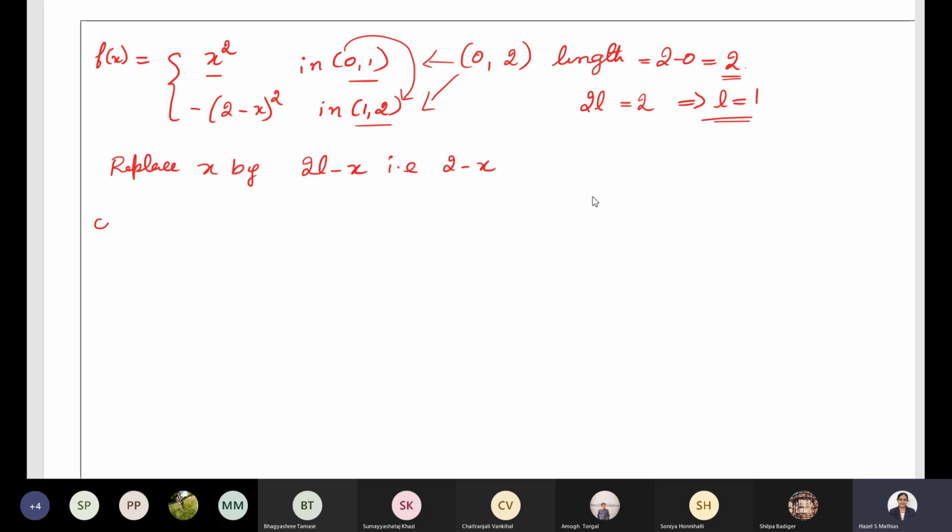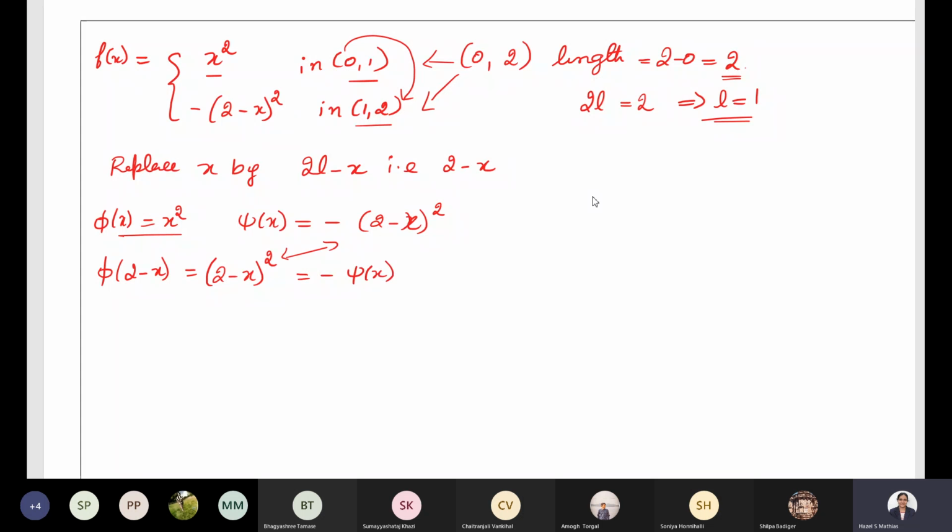Now what do we do? phi of x is equal to x square. What is psi of x? It's minus of 2 minus x whole square. Correct? Phi of x is x square, psi of x is minus of 2 minus x whole square. Next, in phi you have to replace x by 2 minus x. So when you replace x by 2 minus x, it will be 2 minus x whole square on the right hand side. Now what connection does it have with psi of x? It's negative of psi of x. Am I correct?